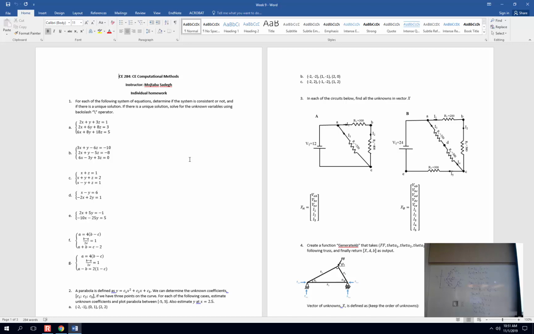Then when I do A backslash B, what do I get? The first element will be I1, second element is I2, third is I3, I4, I5, sixth element is VAB, 7 is VAC, 8 VBC, 9 VCD, 10 VB. Does that make sense?